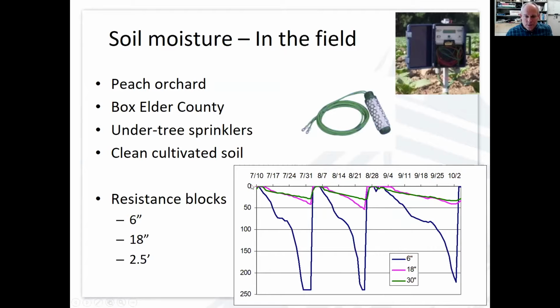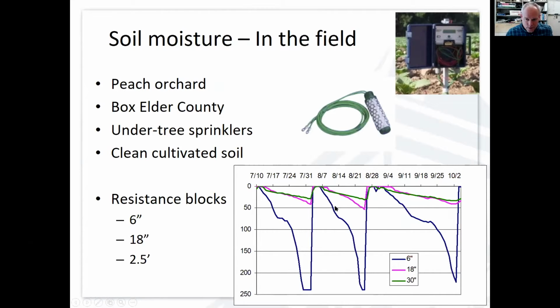But you'll notice that this sensor reads from 0 to 240, and 240 is as dry as it'll possibly read. 0 means it's essentially saturated. So over the course of the season, you can see they irrigated, or they let it dry down. The surface 6 inches got almost bone dry, just dust dry. The magenta here is at 18 inches and the green is at 30 inches. When he irrigated and essentially flooded that field, everything jumped clear up to saturation almost immediately.